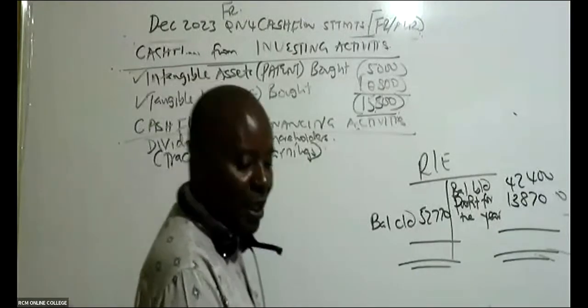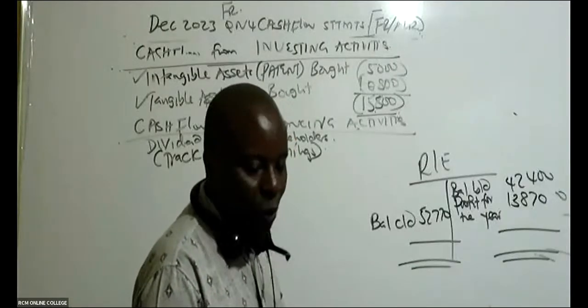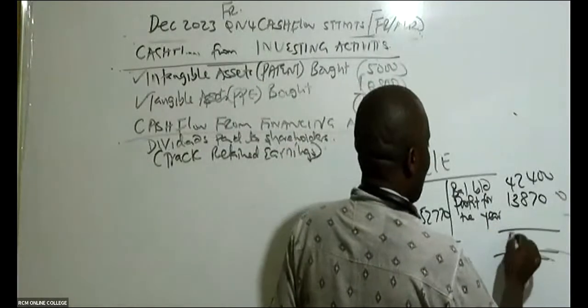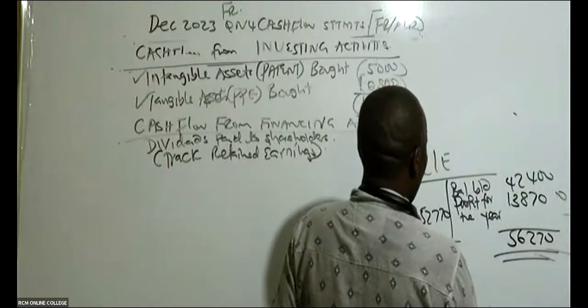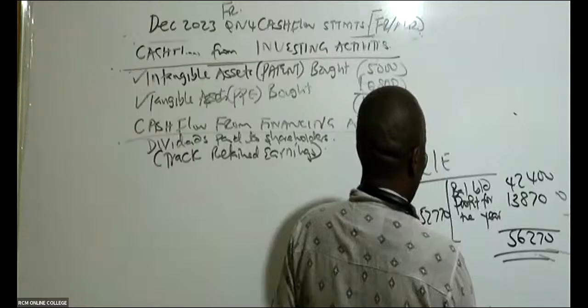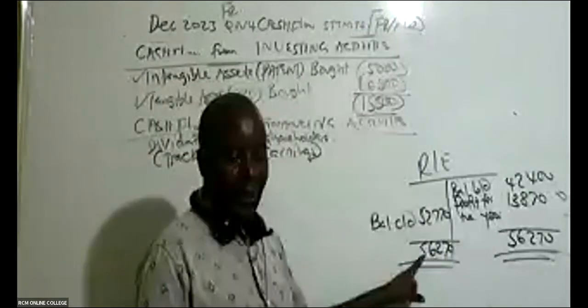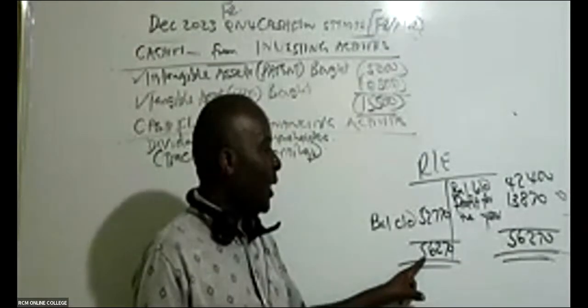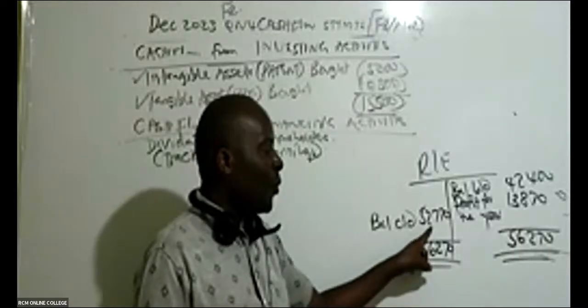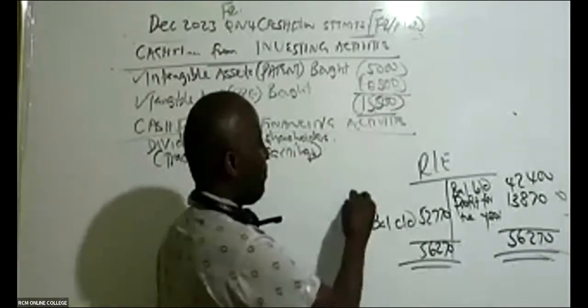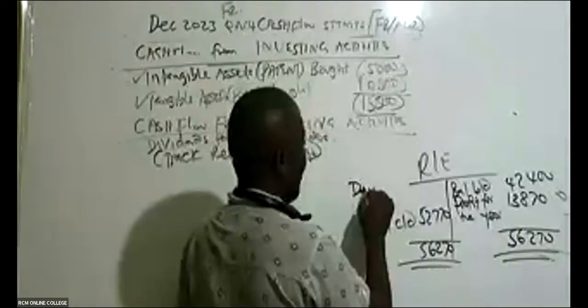So in this case, the bigger one is 56,270. This is what we expected to be the retained earnings at the end. But you see the retained earnings at the end were 52,770. It means they paid something. They paid dividends. So dividends paid.